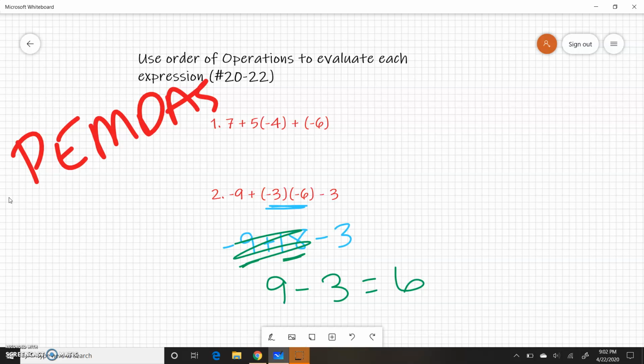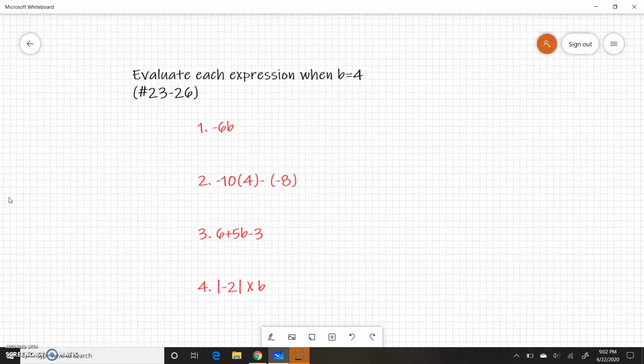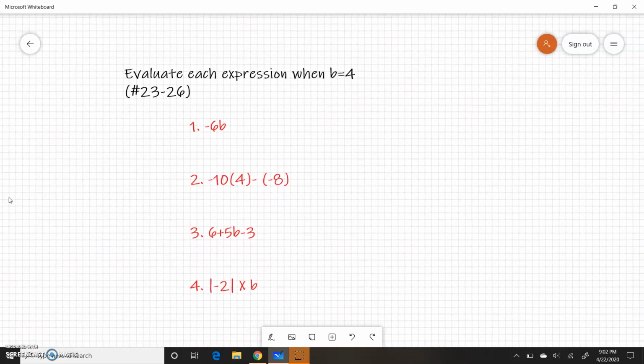Okay, now we're going to look at another type of question you're going to have today. And on the directions, it says this is for numbers 23 through 26.